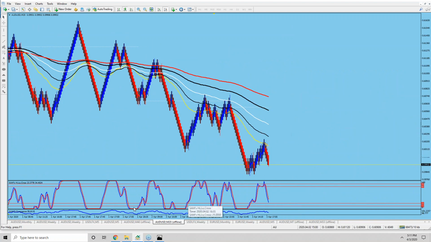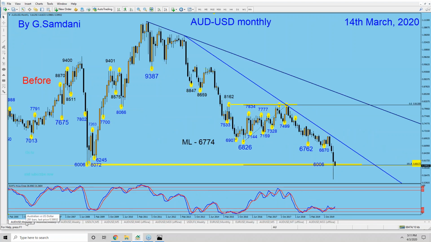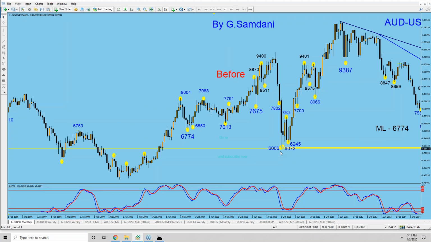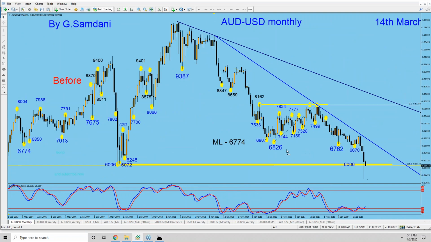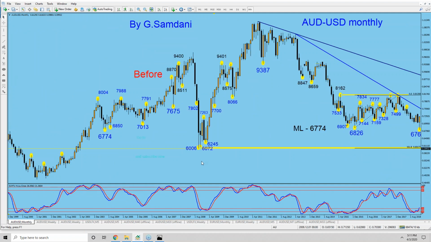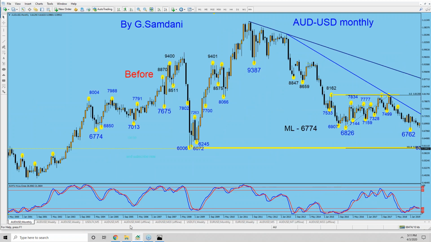That's a good question. Here, let me just show you Aussie USD. This is a big number here, 6006 and 6072. We came, we hit, we went way down there, and then we went above this number, but now we are going down again. And if you go down below this, then these are the couple of numbers that we are going down to. But with the USD weakness, what do you think is going to happen?